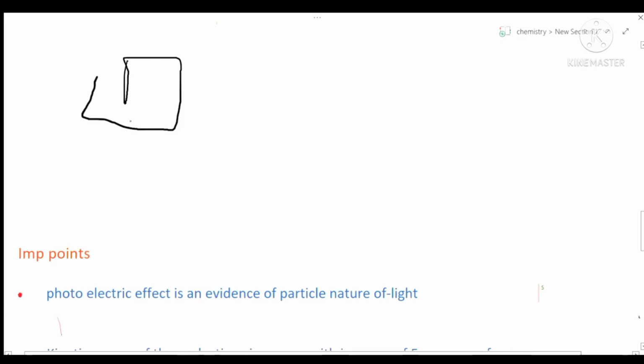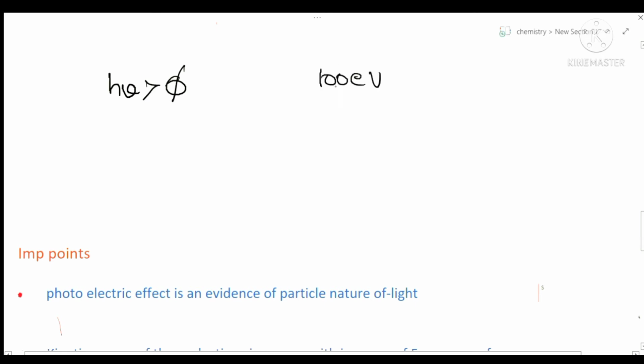So here I am considering one metal surface. What are the conditions here? This is the third condition. On the metal surface, h mu, the incident radiation, is greater than the work function. That means, for example, 100 electron volt is required as the work function, but here I am giving 200 electron volt. Then the photoelectric effect is observed. So here electrons will come out, and automatically they have kinetic energy.